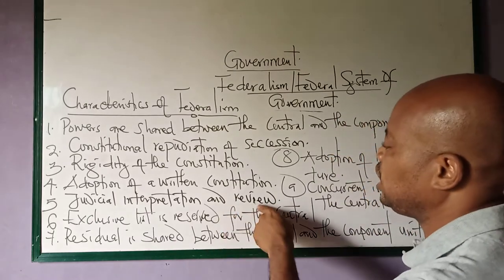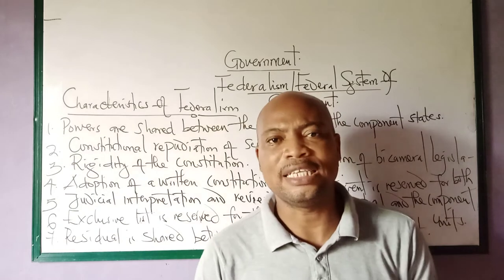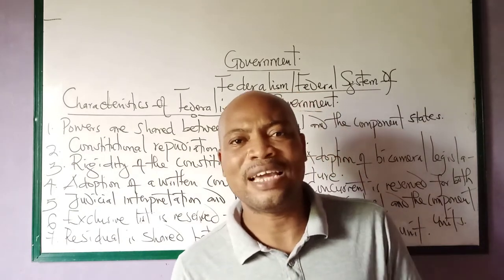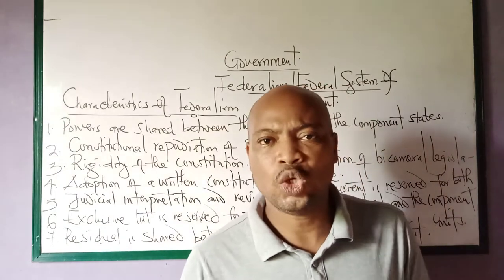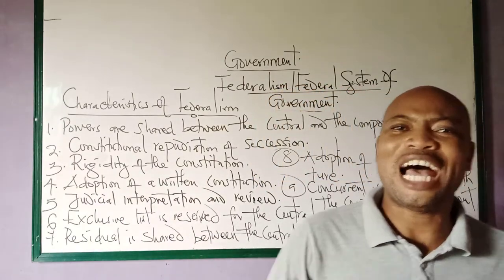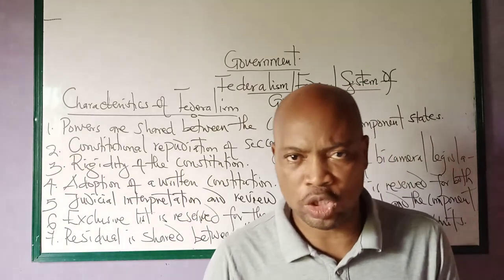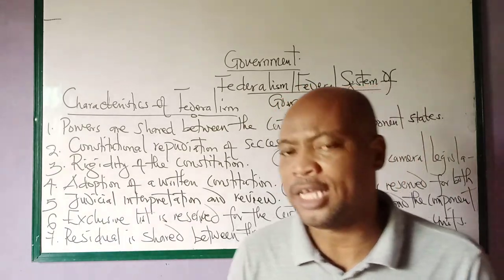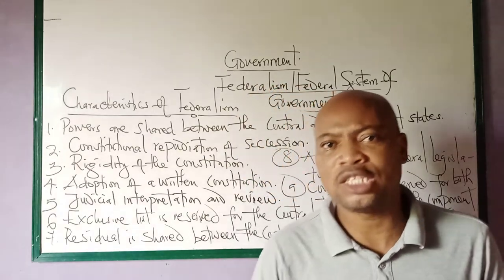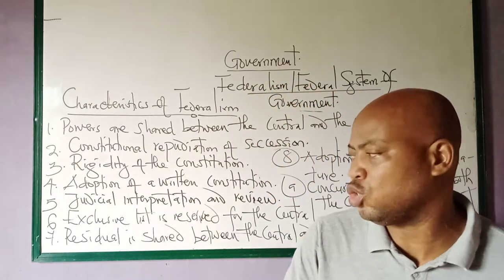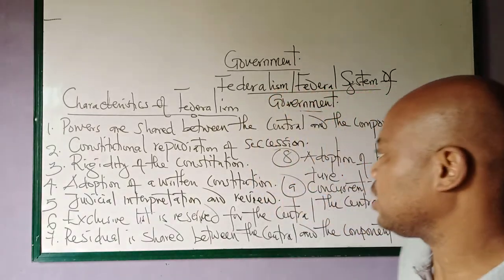Number five, judicial interpretation and review. What we're saying here is that the judiciary has the right, it has the capacity to declare the actions of the government as being null and void or constitutional or unconstitutional. That is what we're talking about there. So the judiciary is independent under a federal constitution or under a federal system of government.